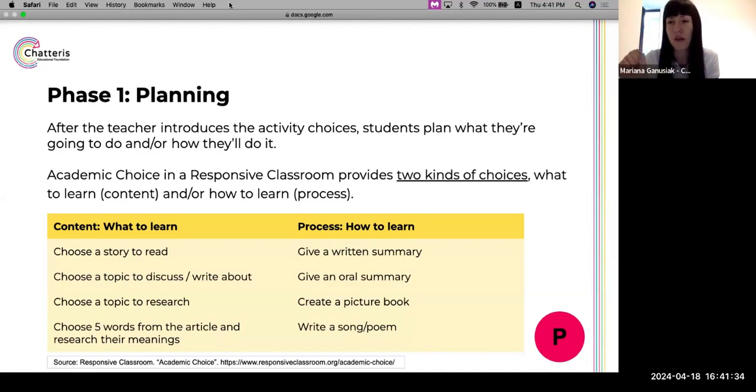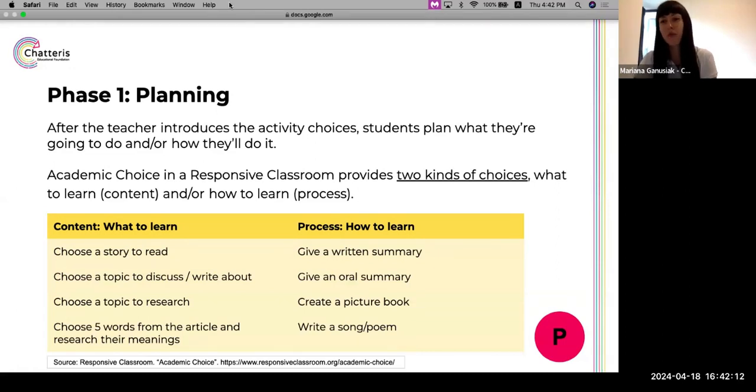In terms of process choices, how to learn, you may have some confident writers in your class, and they may actually prefer to write a summary, for instance, of what they have learned or read about in class. You may have several confident public speakers in your class, so those might choose to give an oral summary. And as our warm-up activity shows, a lot of people who joined the session today would rather give a short speech than write anything. And you may have those type of learners in your class as well.